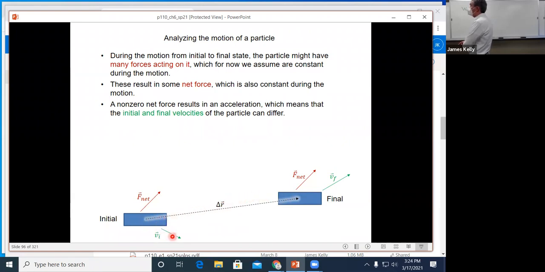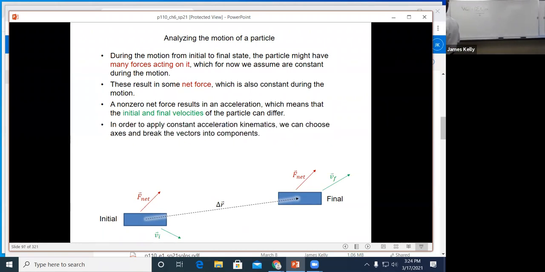Acceleration means the initial velocity and the final velocity probably don't match. Right? When something's accelerating, the initial velocity and the final velocity, there's a change there. So here I'm showing, it was going down and to the right at the initial state. Because it was accelerating up and to the right, it ended up moving up and to the right later on after it accelerated for a while. So you've got to remember that there could be some change there.